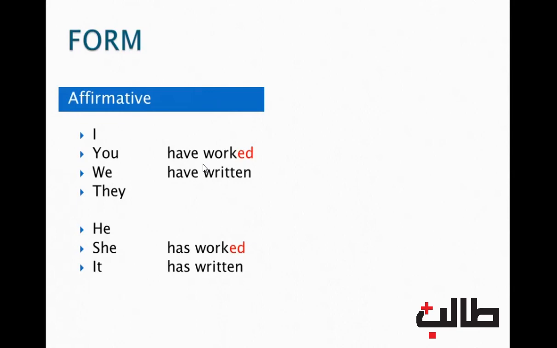So this is the first part, I, you, we, they. The second part is he, she, it, singular pronouns. And with he, she, it, we use has, not have. So with he, she, it, we use has plus PP. So just I need to ask Nada to give me a sentence that has the present perfect form.